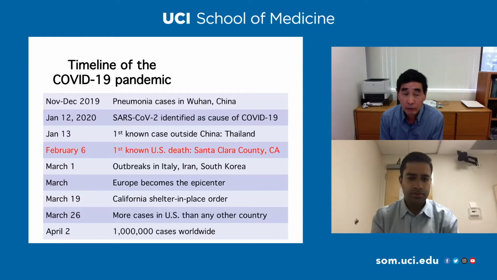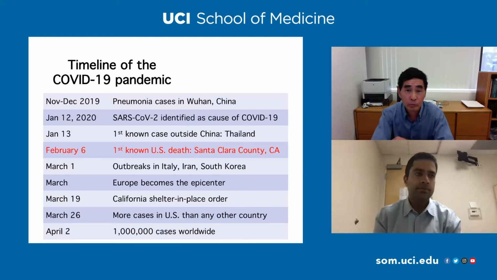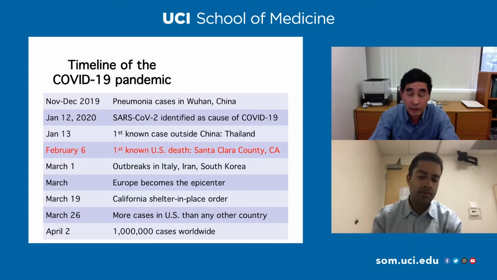But on February 6th, we now know that's the first known US death. And so this was a case that at the time was not attributed to COVID-19, but we've done some testing since then, and we now know that this person who died in Santa Clara County in Northern California had COVID-19 as the cause. So this is February 6th, and this person had no known contact with a COVID-19 patient, no travel outside the US. So this is evidence that there was community spread already.